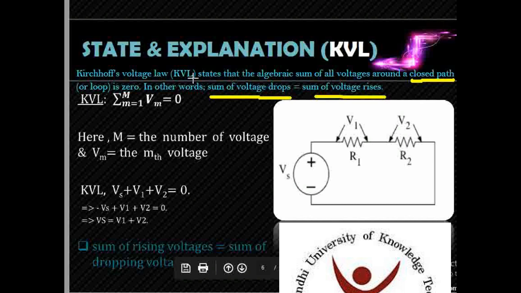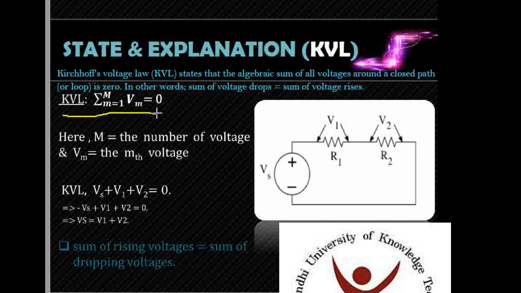The mathematical expression for KVL is the summation from m equal to 1 to capital M of Vm equal to 0. Here M is the number of voltages and Vm is the mth voltage. If you replace m equal to 1, that will be the first voltage. If you replace m equal to 2, that will be the second voltage, and m equal to 3, the third voltage. You add all these voltages, that is V1 plus V2, V3 and so on up to capital M.